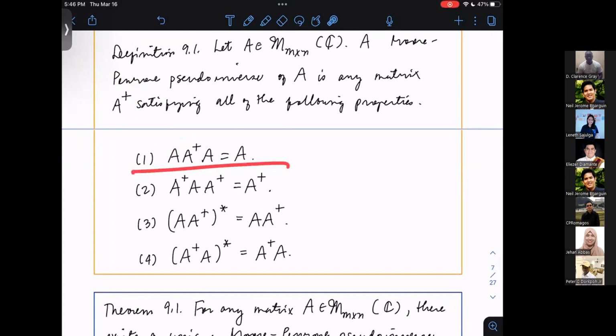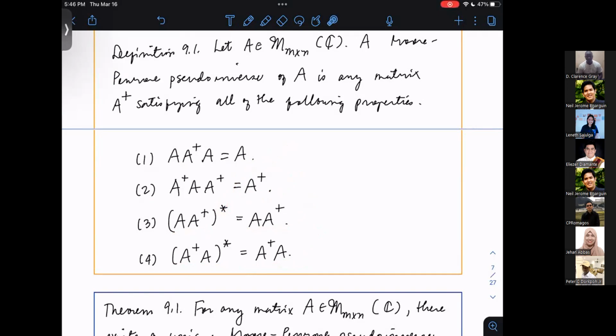So here, property number 1, A times A plus times A should be equal to A. Property number 2, A plus times A times A plus should be equal to A plus. Number 3, the conjugate transpose of A A plus should be A A plus. And lastly, the conjugate transpose of A plus A should be A plus A. So this definition is for theoretical purposes, right? When we prove properties for the Moore-Penrose pseudo-inverse, or when we start checking whether a given matrix is the Moore-Penrose pseudo-inverse of another matrix, you need to check if all 4 properties are satisfied, right?